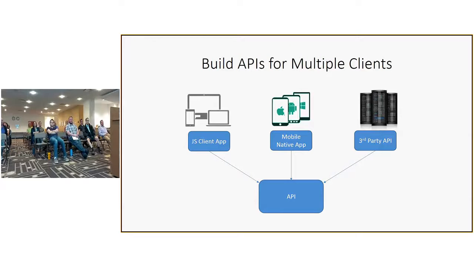Next principle. Build APIs for multiple clients. It sounds so simple, doesn't it? Build APIs for multiple clients. So, in the old world, in the traditional web developer world, I didn't really have to worry about this, right? I didn't build APIs that were meant to be reused. I had an application and maybe it had several layers to it.